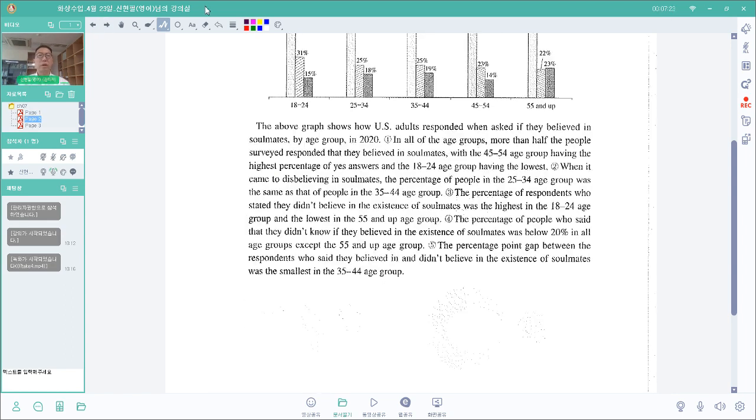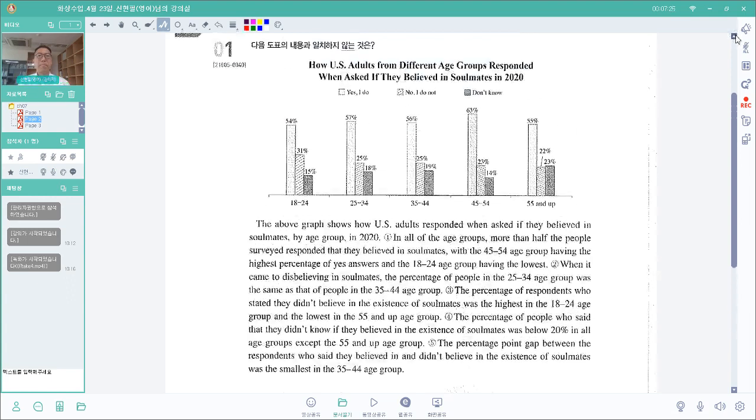So let's go to our next question. So we are supposed to find the information which is not correct. Okay? So the above graph shows how US adults responded when asked if they believed in soulmates by age group in 2020. So this graph shows how adults responded when they were asked if they believed in soulmates.